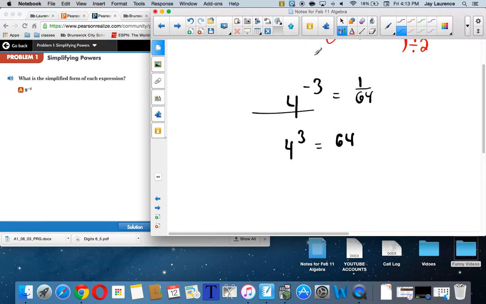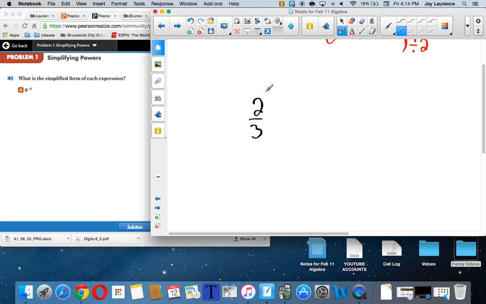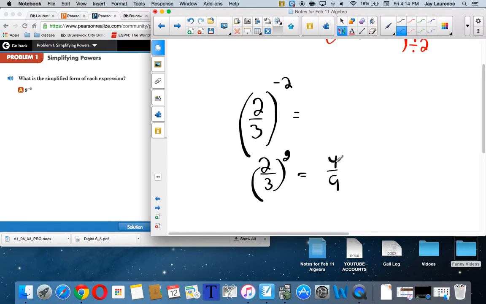If I had something like 2/3 to the negative second. 2/3 to the negative second. So if I have 2/3, and that's being raised to the negative second, I could figure out 2/3 to the second and then use the reciprocal. And so I would end up with 4/9 here. So the answer here would be 9/4.